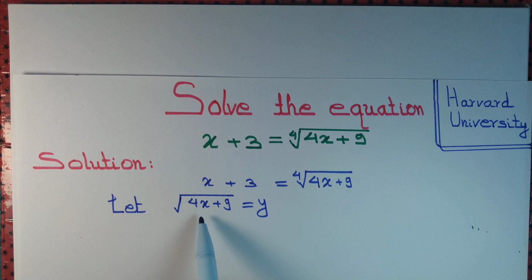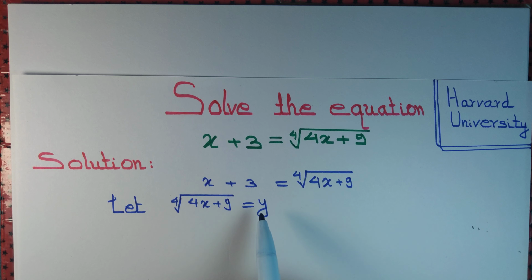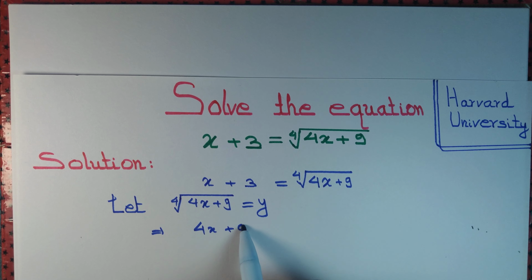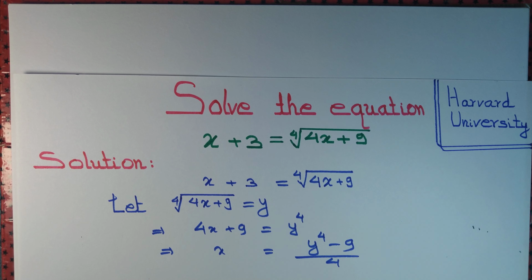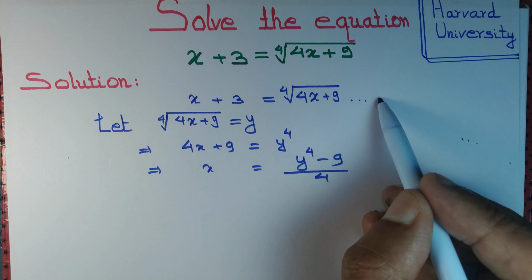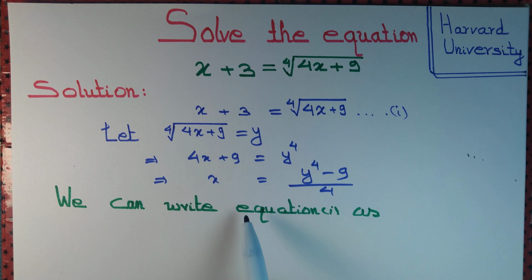So we let 4th root of 4x plus 9 equal to y. And so 4x plus 9 equal to y to the power 4. That gives us x equal to (y to the power 4 minus 9) by 4. Alright. Therefore, we can write equation 1 as, so we will simply replace x by (y to the power 4 minus 9) by 4.